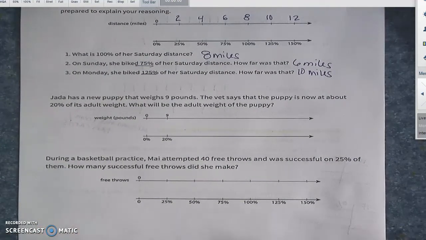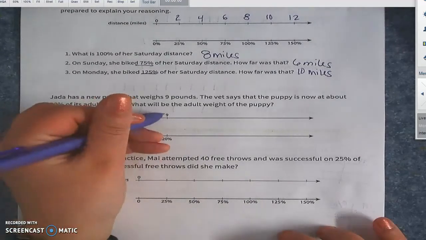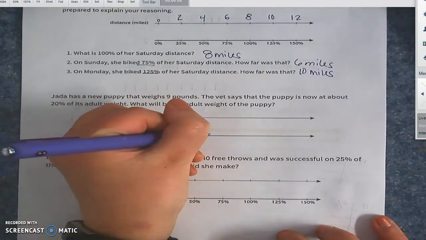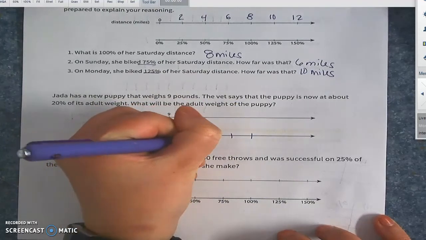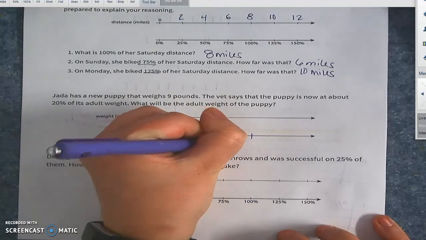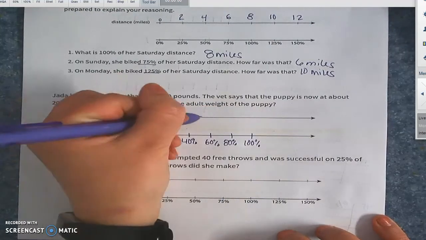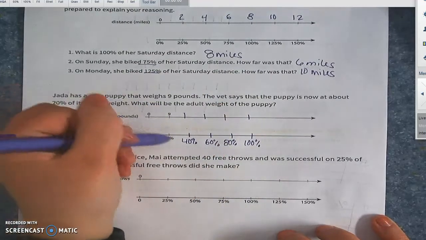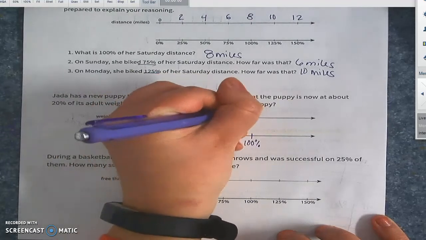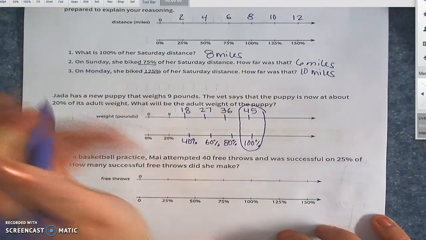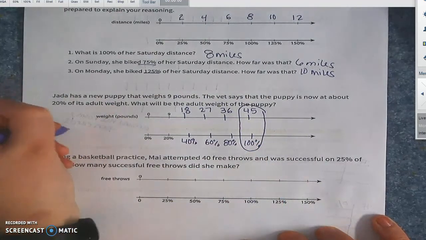Jada has a new puppy that weighs 9 pounds. The vet says that the puppy is now at about 20% of its adult weight. What will be the adult weight of the puppy? So 9 pounds is 20%, so I'm going to go 20, 40, 60, 80, 100. And draw my lines at the top. And so this was 9, 18, 27, 36, 45. So 100% of the puppy's adult weight will be 45 pounds.